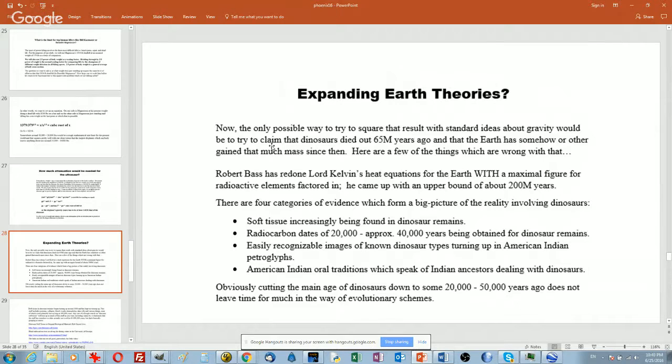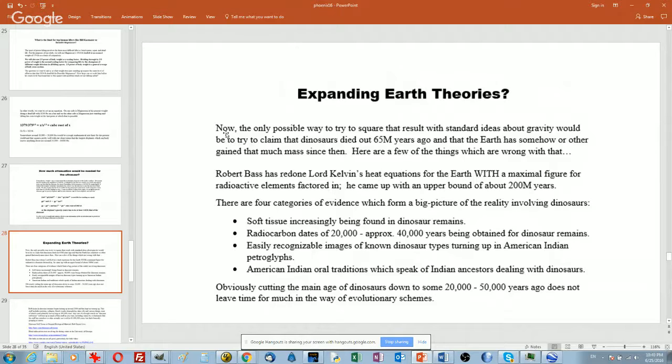We're living in a new world here. All of these things that you read about, the 65 million years that would supposedly separate the age of dinosaurs from our age, are falling away. Since 2006, Mary Schweitzer at North Carolina State University has got four categories of evidence which have been coming in. You've got soft tissue increasingly being found in dinosaur remains. This includes collagen, blood vessels, hemoglobin, blood proteins.